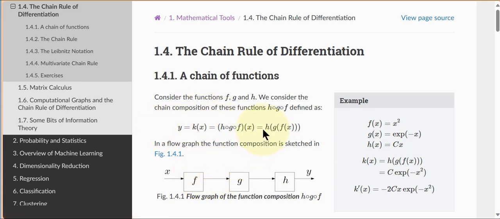Here we can visualize it like this. First we put x into f. Then we take that and we put that into g. And then we take what we get out of that into h. And then we get the answer out as y.